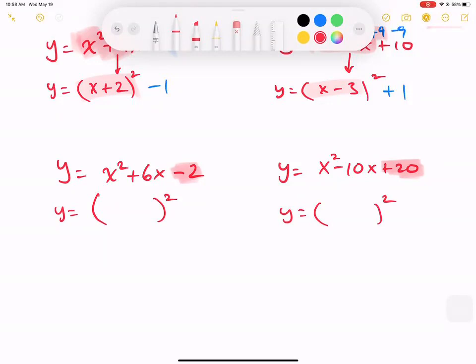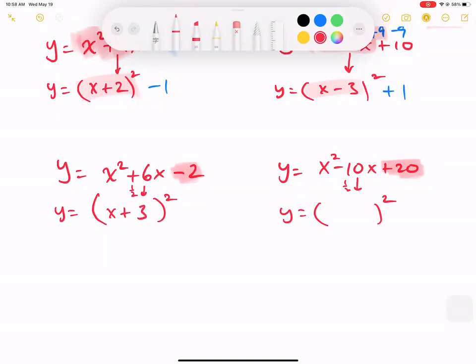Okay, so what do I write inside the parentheses? X plus, always divide the middle by 2. That is the rule. That's the pattern. Square the front, square the back, double the middle. What's the opposite of double? Half the middle. So what's half of 6? 3.